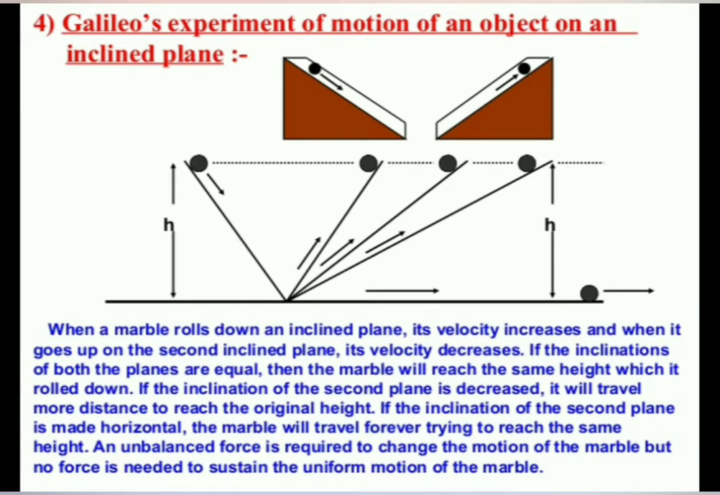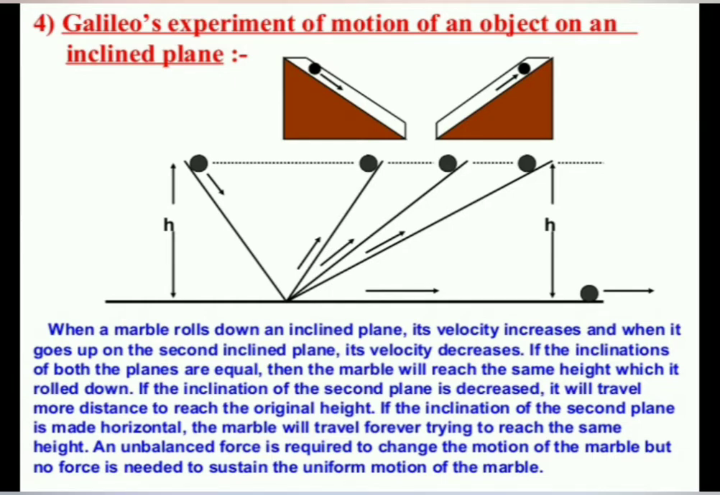From this experiment we concluded that if the position of the second inclined plane changes, then the motion or velocity of the marble will change. So which force is required to change the motion here? Unbalanced force. In the previous class we discussed what we mean by unbalanced force. Again I will revise here: if two forces act on a body in opposite directions, and if one force is greater than the other, then we say it is an unbalanced force.